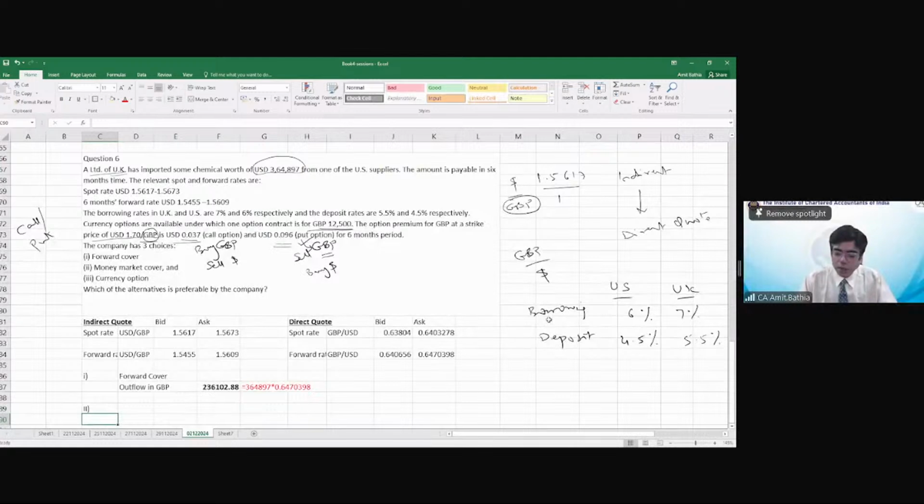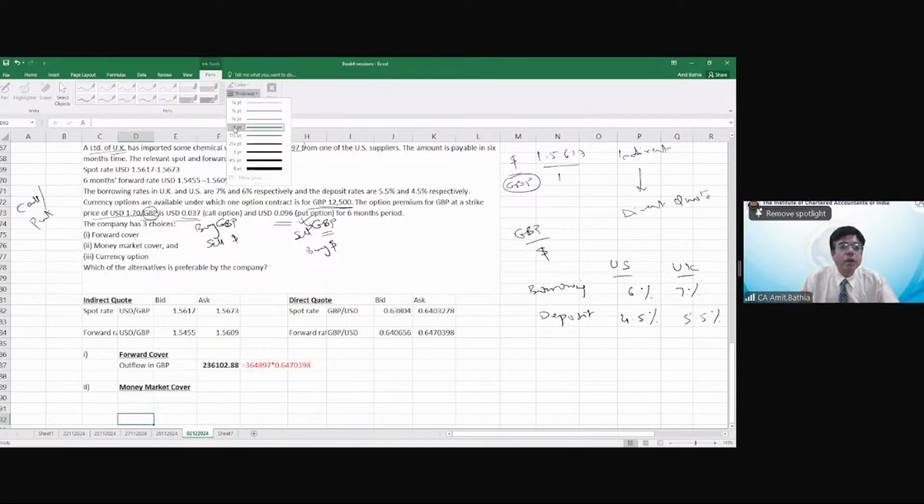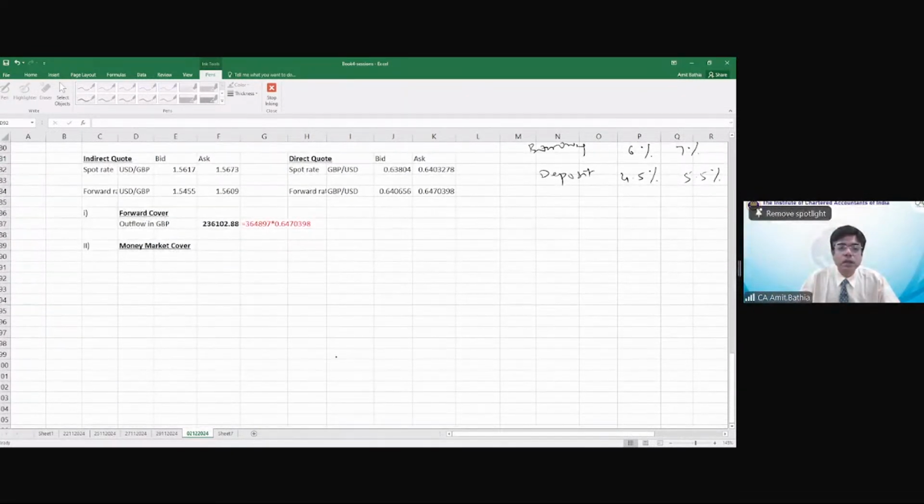Second option is money market cover. Now here, in case of money market, what is going to be my obligation? Do I have a liability or asset? I have a liability. Okay. So we'll need to create an asset. Exactly, yes, very good. So I have a liability.